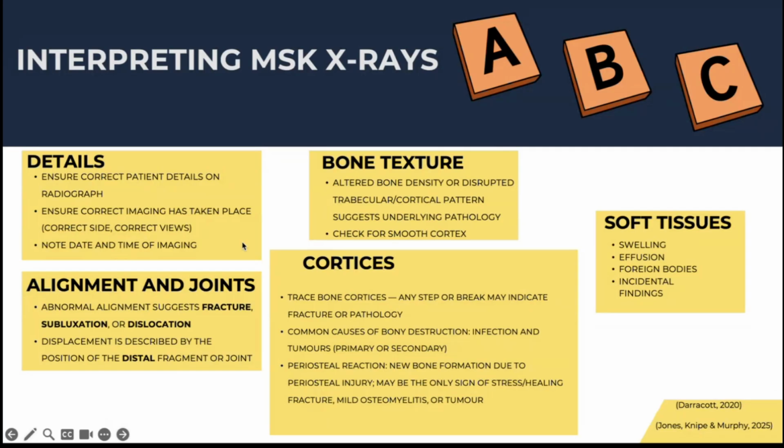You also want to make sure that the correct imaging has taken place, so you've got the correct side. Look at the markers that we put on X-rays when we take them, to make sure that the left is the left, the right is the right, and that the images haven't been flipped, because sometimes that can happen with the machinery that we use. And also that the correct views have been taken too.